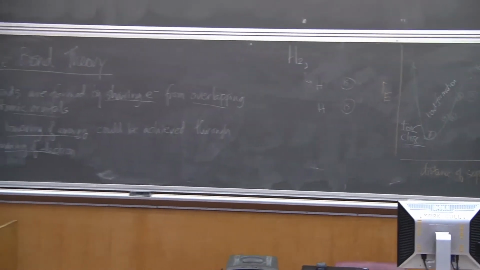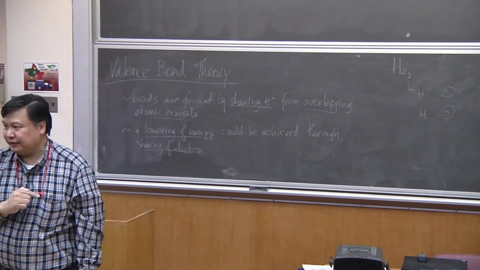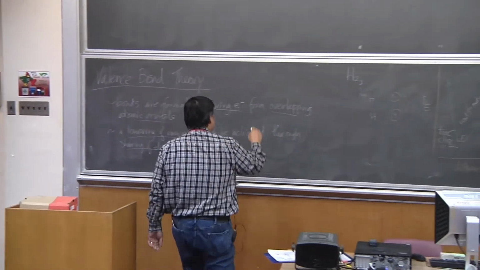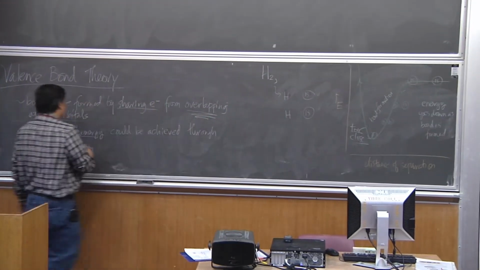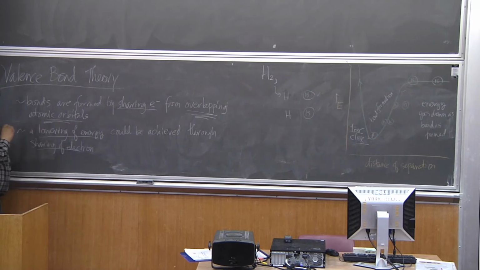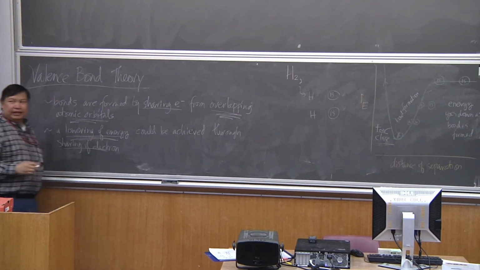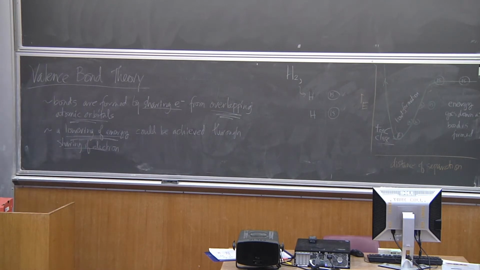Bonds are formed this way, according to this theory. So what did we say? We need to identify an overlapping orbital, and then there must be an accompanying lowering of energy as the bond is formed, as we illustrated in that drawing. Any question before I proceed? Good? Okay.